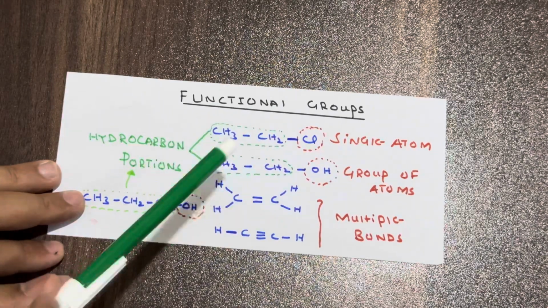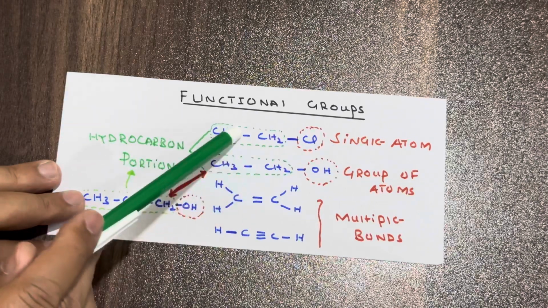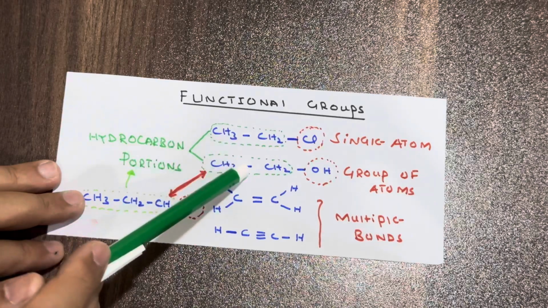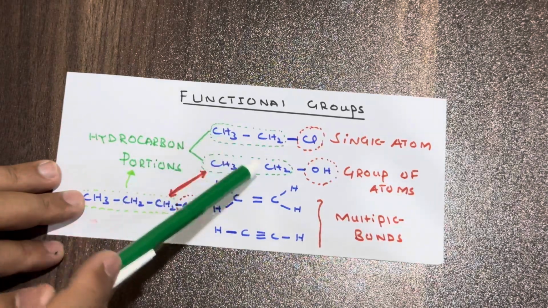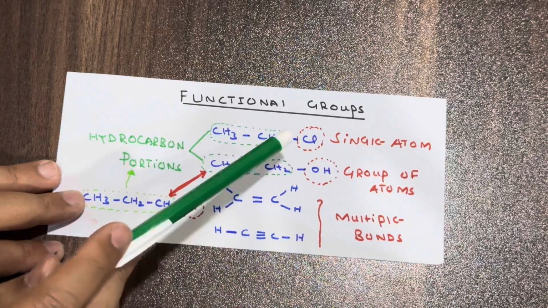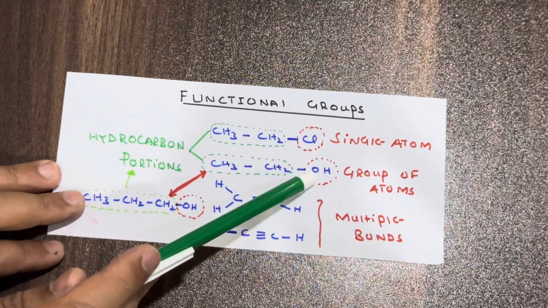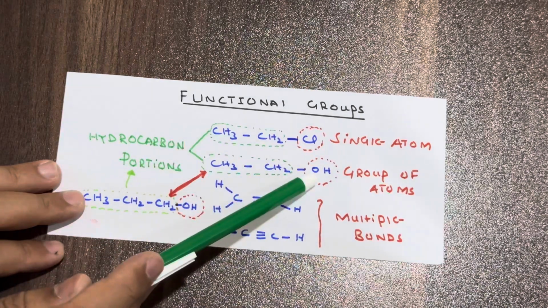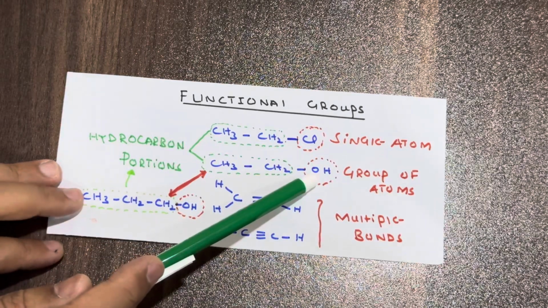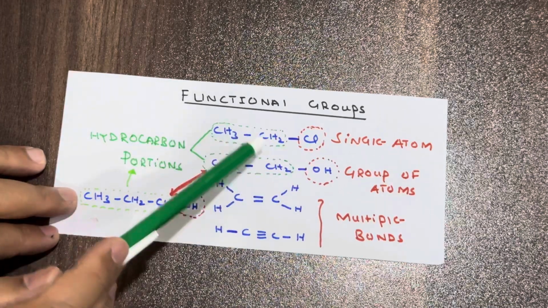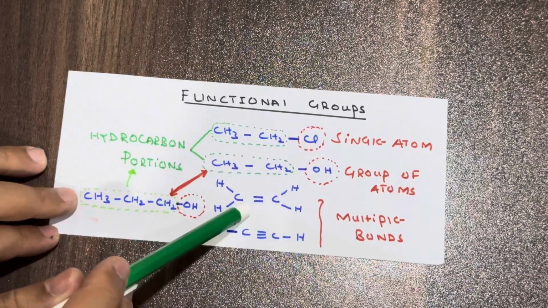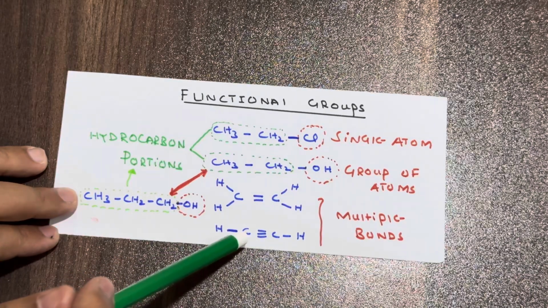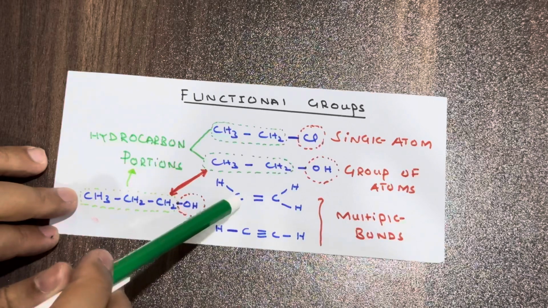Dear students, please understand this: this one is the hydrocarbon portion, which is the heavier portion, but the chemical properties of both these compounds are not decided by their hydrocarbon portion. The single chlorine atom and the group of two atoms, that is the hydroxyl group, are the active groups in these molecules, and they actually decide the chemical behavior of these two molecules. In the same way, in case of alkenes and alkynes, the carbon-carbon double bond and carbon-carbon triple bond decide the chemical properties.